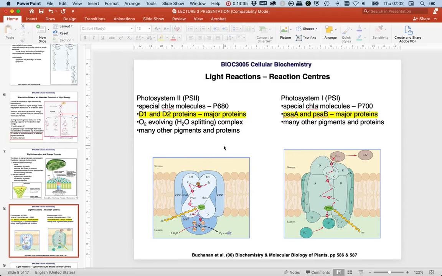What I didn't talk about at level 2 were the major proteins in these reaction centers, and they are the D1 and D2 proteins. Okay? And then in photosystem 1, it's PSAA and PSAB. Those are the major proteins. Okay? So these are the reaction centers that are found in the photosystems. But associated with those photosystems, remember, are also antenna complexes, light harvesting complexes, funneling the light energy into the reaction centers.